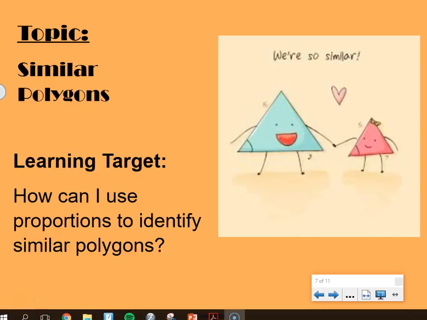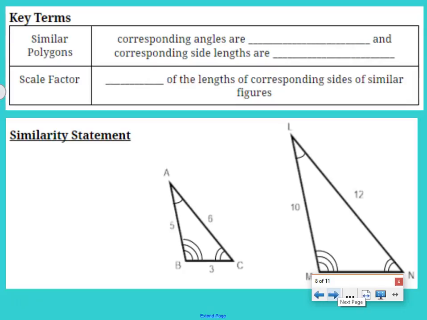Today we are going to be learning about similar polygons. So our learning target is how can I use proportions to identify similar polygons? Key terms: similar polygons. Corresponding angles are congruent, so the same.